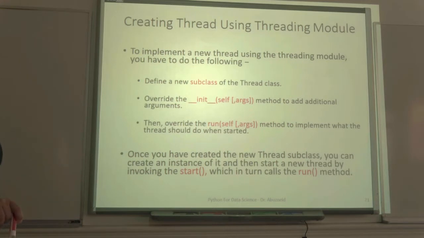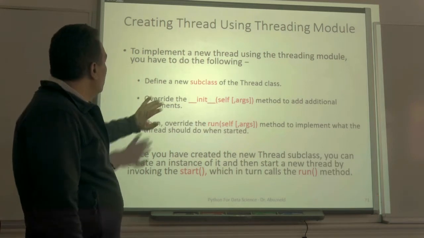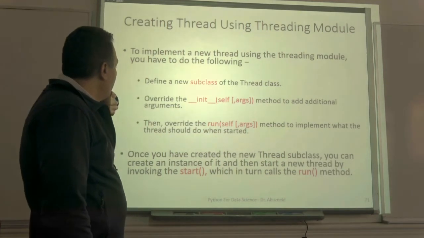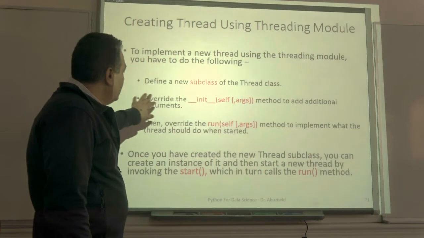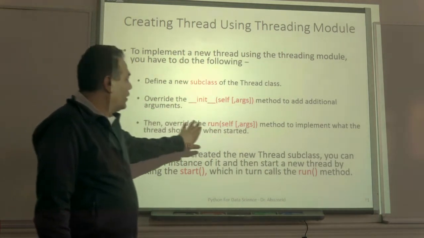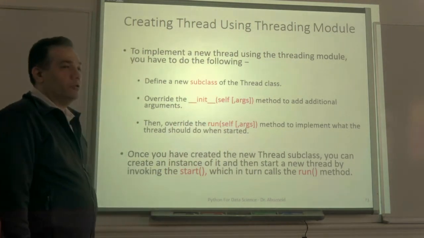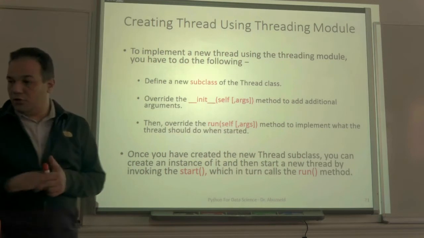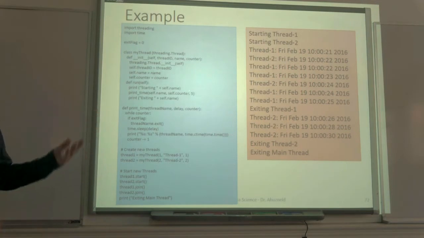So creating a thread using the threading module. To implement a new thread using the threading module, you have to do the following. You have to define a subclass. You have to override the init, and you have to override the run. And then you call it by start. Simple. Okay, let's go to the code. I think you have a code. Good. Can you see?